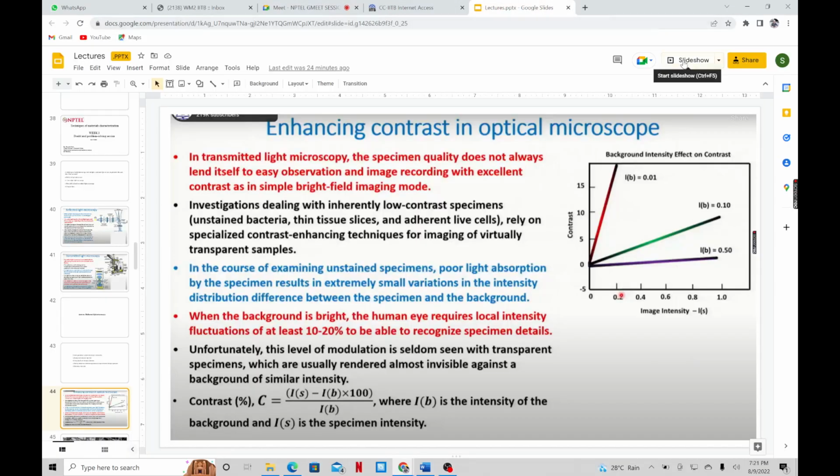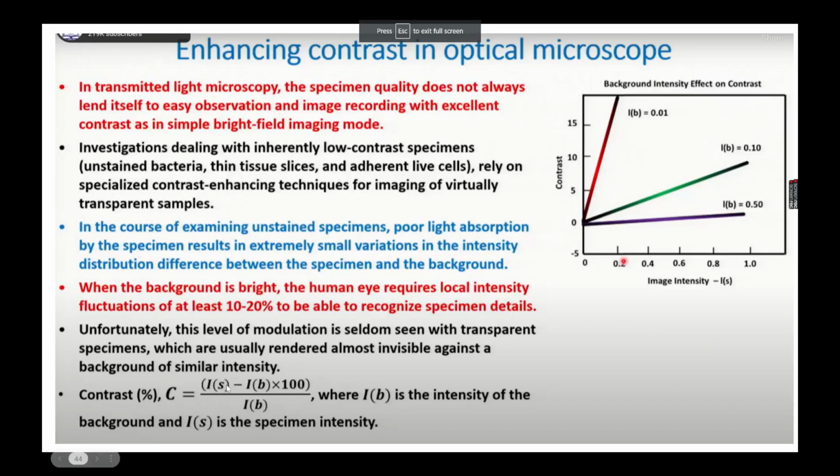Yeah. So the contrast is given by the intensity of the specimen minus the background intensity, divided by the background intensity. So here the background intensity has a huge role in enhancing the contrast. If you deal with the background intensity, then you will have a better contrast. Here we can see the y-axis is the contrast. We want to increase the contrast, and it is plotted against the image intensity, for different background intensities.